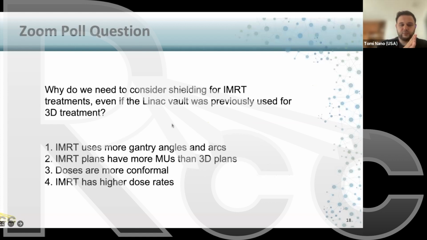All right, so Zoom poll question time. Let's do this one. Why do we need to consider shielding for IMRT treatments, even if the Linac vault was previously used for 3D treatments? So let's say you had a previous vault that you used for 3D and it was a Linac. Same Linac, maybe before it didn't have IMRT capabilities. Now it has IMRT capabilities. And the question is, why do we even need to reconsider shielding if we're going to use the same vault?